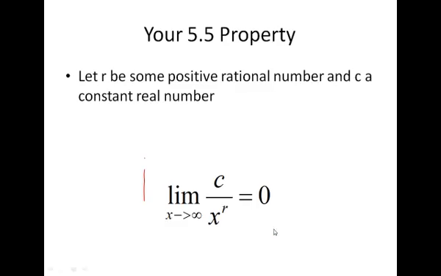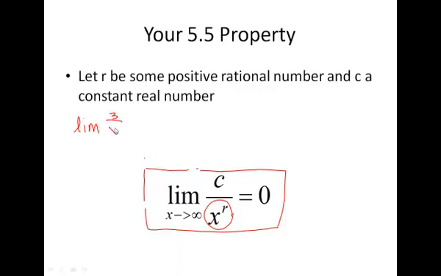If we were to take the limit of some sort of constant over some sort of power of x, it's going to be equal to 0. Consider it like this. If I had the limit of 3 over x to the second, for instance, as x approaches infinity, well, if we could directly substitute in infinity, that's a huge number.